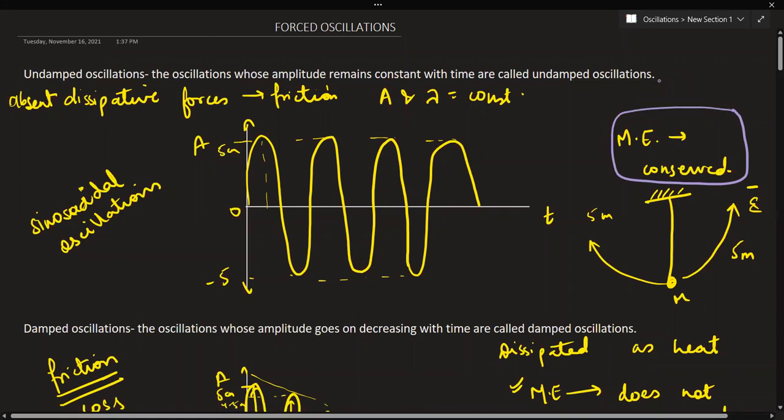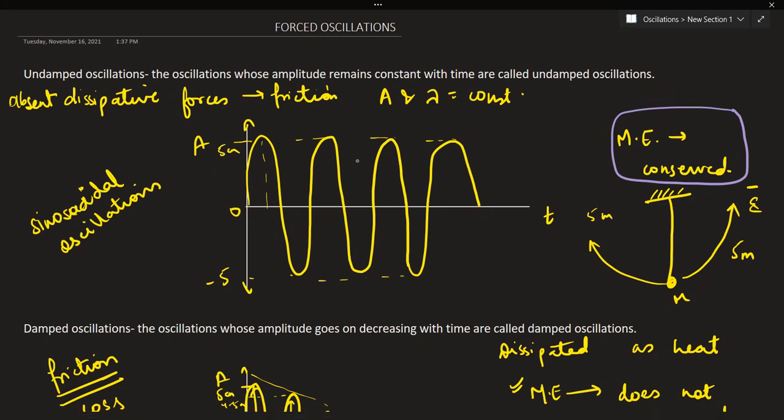So this represents the waveform of undamped oscillation. And such oscillations can occur if frictional forces are absent. An example is if the bob of a pendulum is displaced in vacuum and then released, what will happen? The bob will continue to execute SHM of constant amplitude.